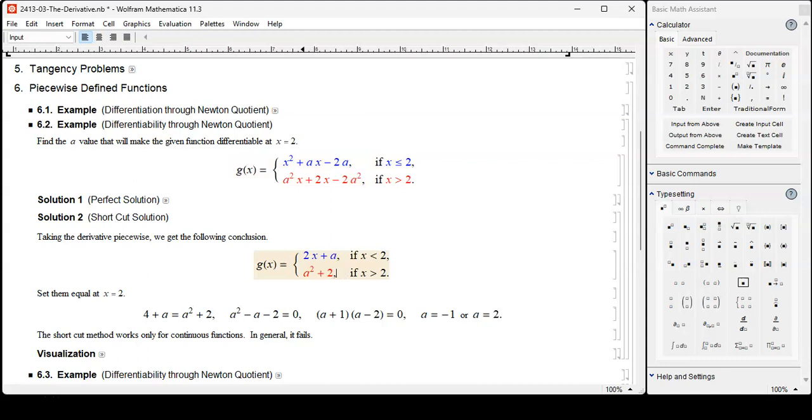So that's what you're getting, a squared plus 2. Remember, this is constant, so that becomes 0, it's gone. That's constant, so it's gone. What's left is x squared, which becomes 2x, and then a times x, which becomes a times 1. Setting these two equal, what do you get?